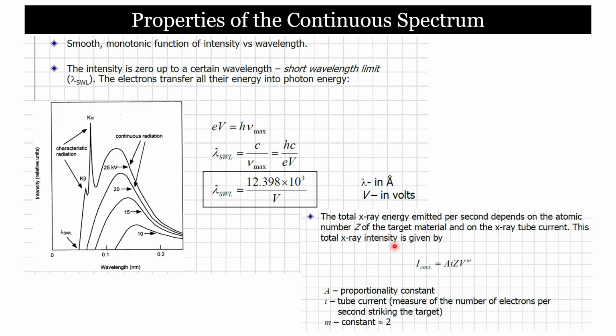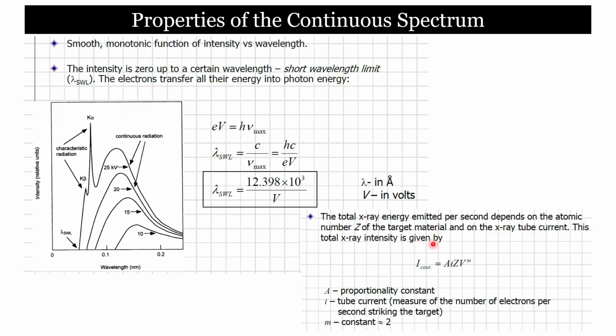The total X-ray energy emitted per second also depends upon the atomic number of the target material. If you have a lower atomic number target material like copper, and a higher atomic number target material like molybdenum, then you will have different intensities, and different X-ray energy will be generated from each target material.